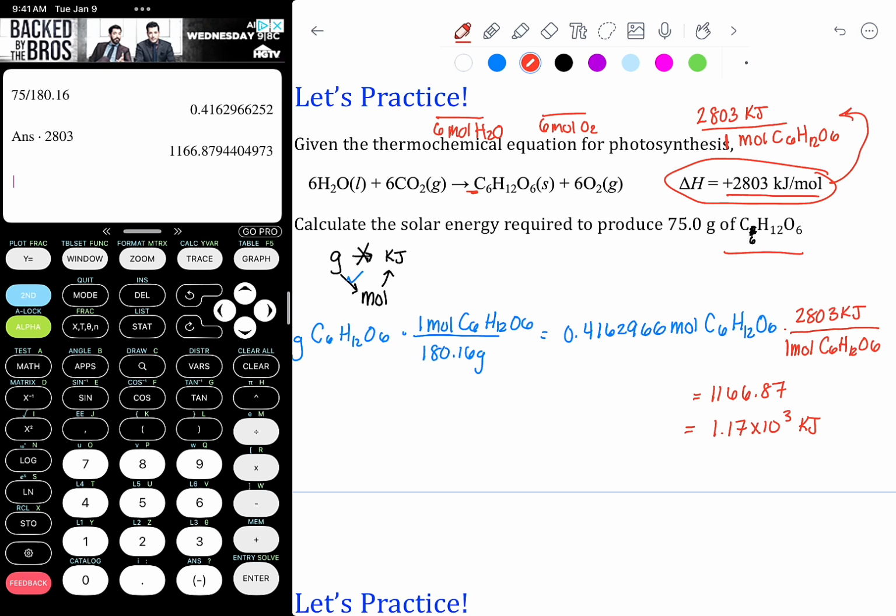So that's how much energy it would take to go through this reaction enough times. Okay, we're going through it multiple times, and then creating 75 grams of glucose. That's what that delta H value is telling us, the amount of energy that it's requiring to go through that reaction.